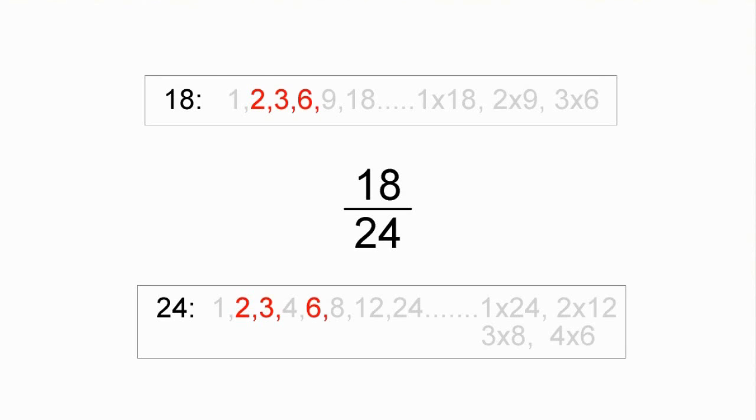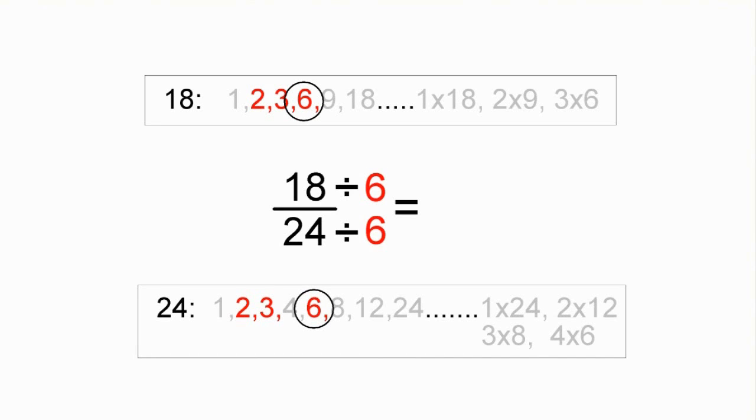Now let's see how we can use this information to reduce the fraction 18/24. We know that 2, 3, and 6 all divide into 18 and 24 evenly. The largest number that divides into 18 and 24 is 6. We always want to use the largest number we can find when reducing fractions. And if you don't know what 18 divided by 6 is, it's 3. And 24 divided by 6 is 4.